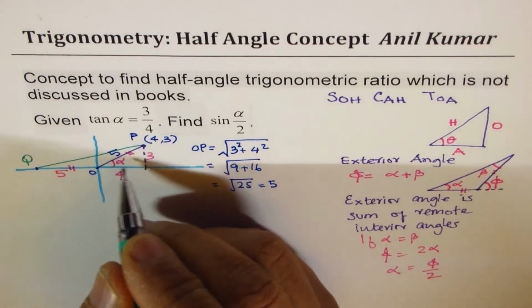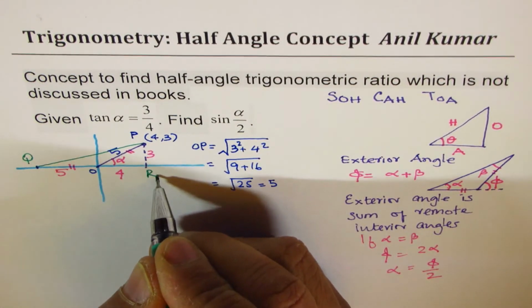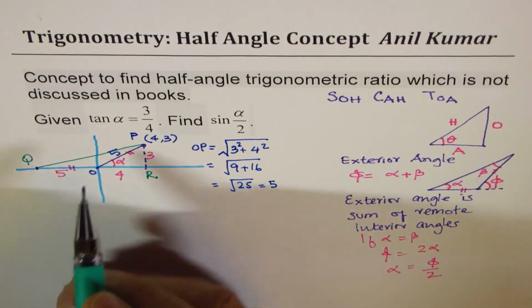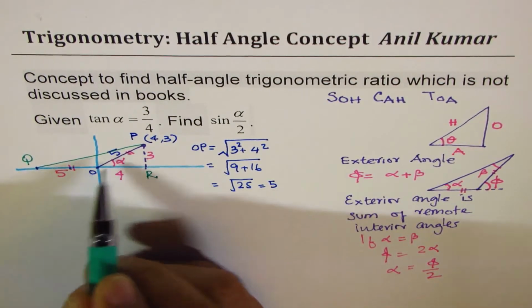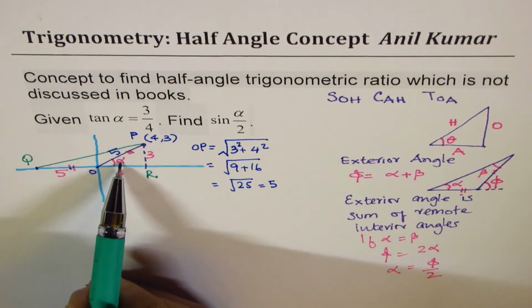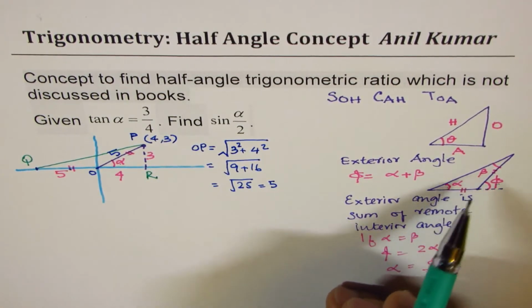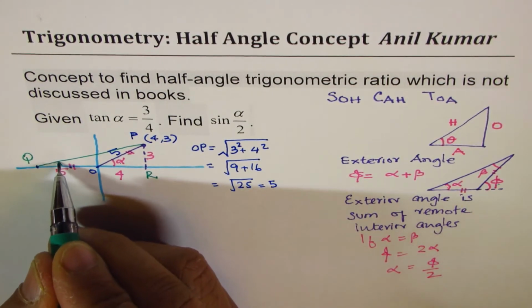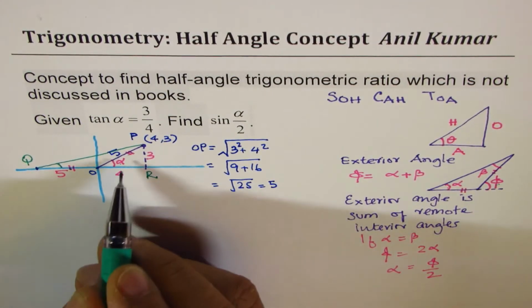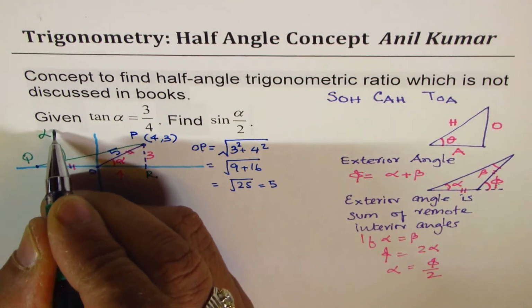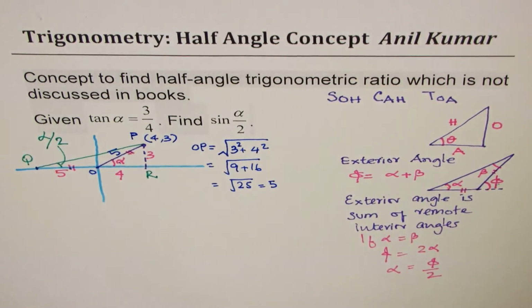So let me call this point as R now. Okay, so in that case, what happens? Since these two sides are equal, alpha is an exterior angle, as I explained here, which is phi here, so just change, right? Okay, so this angle should be what? It should be half of alpha. So this angle here should be alpha by 2. Do you get the idea?